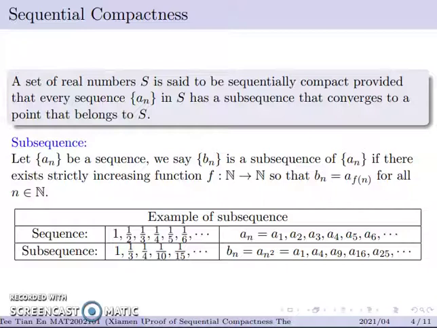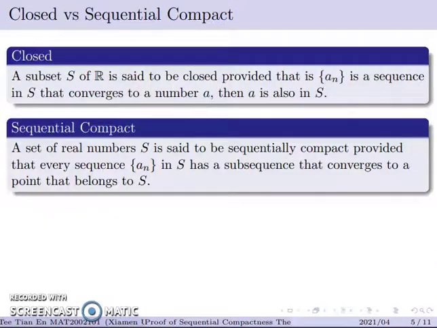Now let us look at the difference between closed and sequential compact. Just now we have seen the definition of sequential compact. Now let us look at the definition of closed. A subset S of the real numbers is said to be closed provided that if a_n is a sequence in S that converges to a number, then the number is also in S. We can say this subset S is closed.